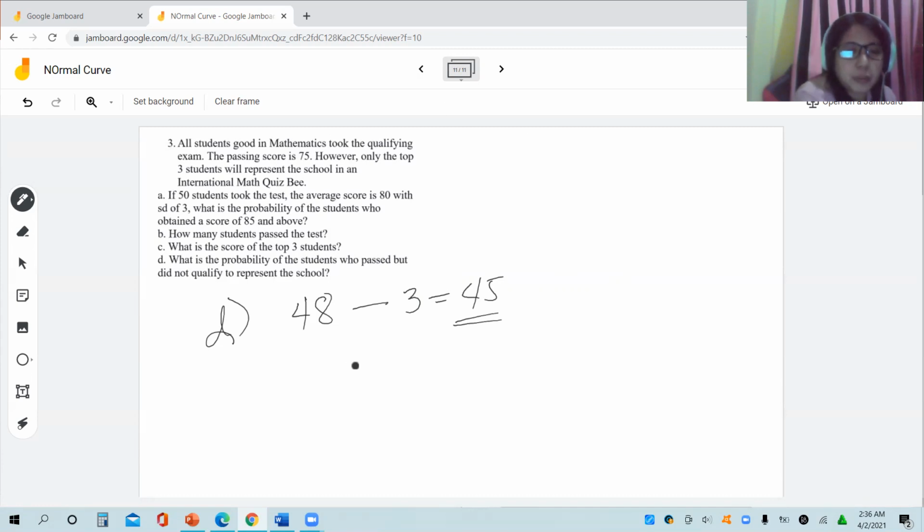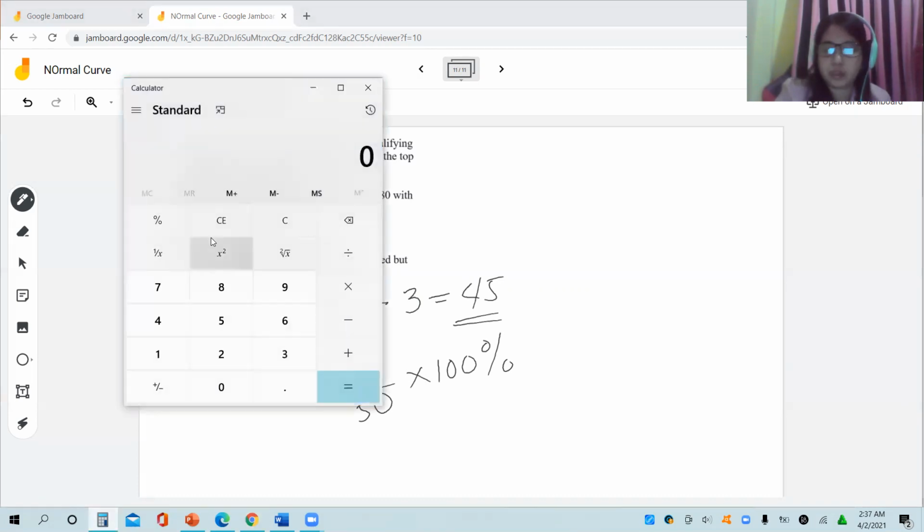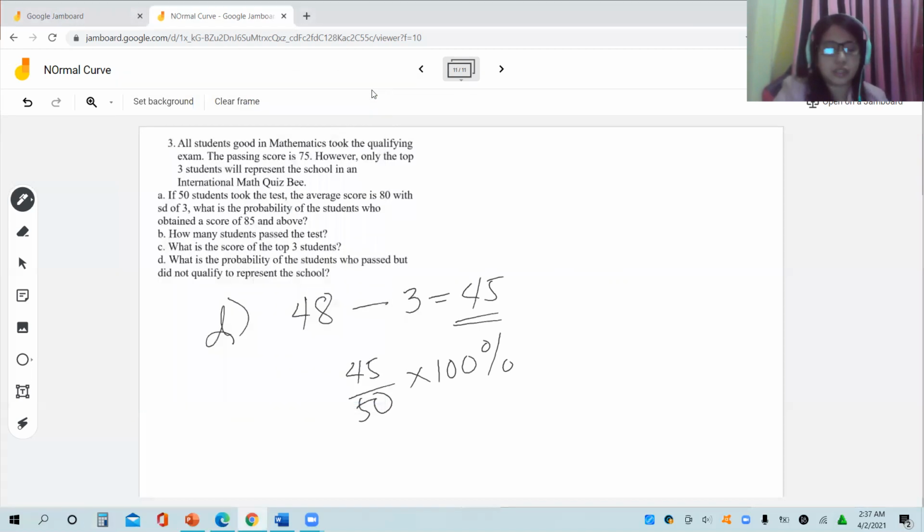But the question here is probability. So it is 45 all over 50 times 100%. So just to show you, 45 all over 50 times 100 is equal to 90. So there are 90% of the students who passed but did not qualify to represent the school.